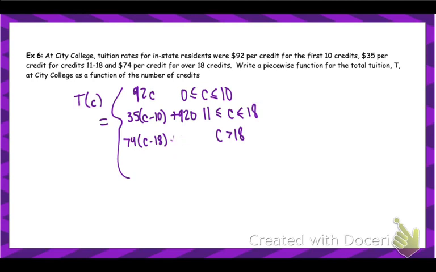Or I'm just going to go ahead and erase it, and I'm going to go back and plug in 18 basically to my original equation. So 35 times 8 is going to be 280. 280 plus 920 is 1,200. So if I've gotten to 18 credit hours, I've already spent $1,200 on the first 18 credits. Now every credit I go past that is going to be $74.